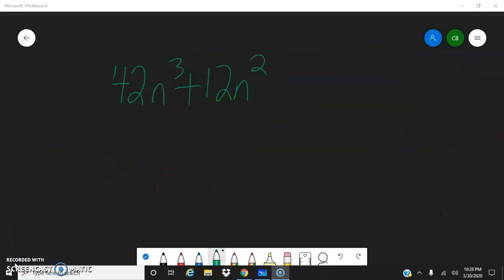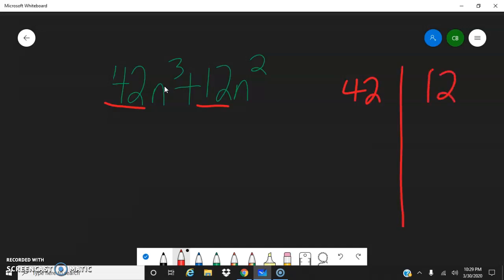Alright, let's take a look at another example here. We have the expression 42n cubed plus 12n squared. We're going to be factoring out a common factor just like we did on the previous one, except our numbers are a little bit higher. Now I want to look at the coefficients in front, so 42 and 12. I'm going to find the factors of 42 and 12, so we can find the GCF, that greatest common factor.